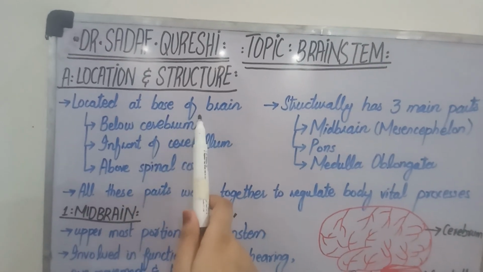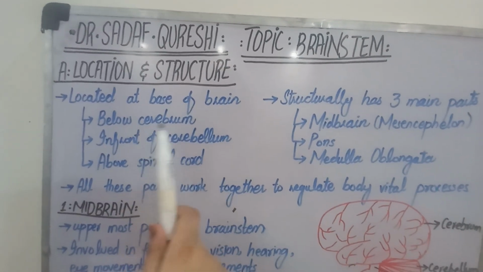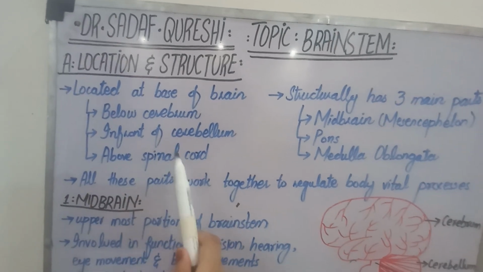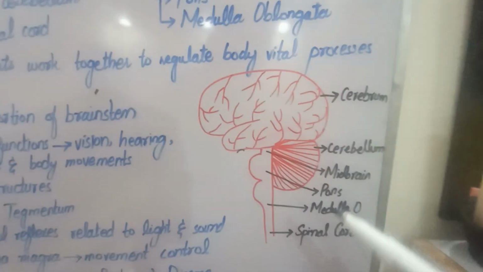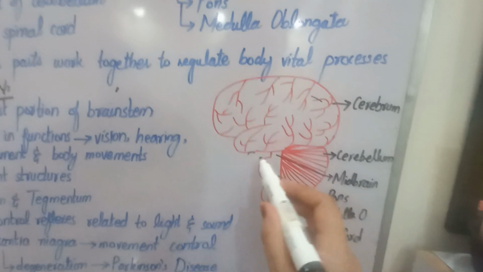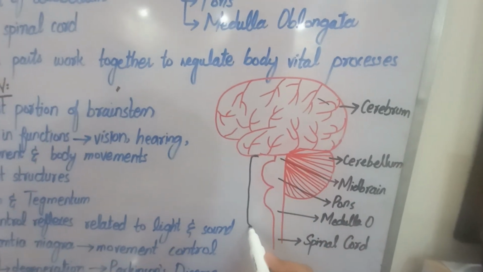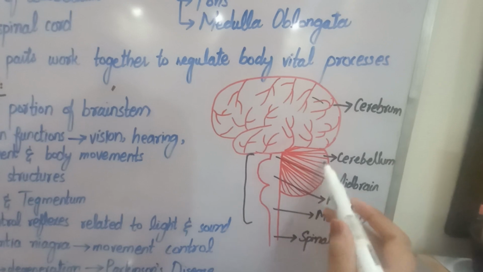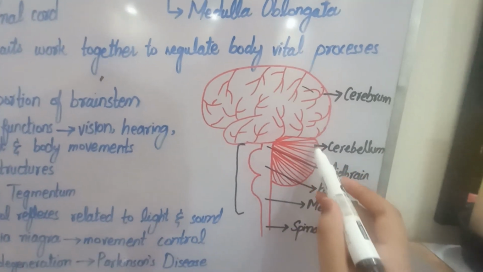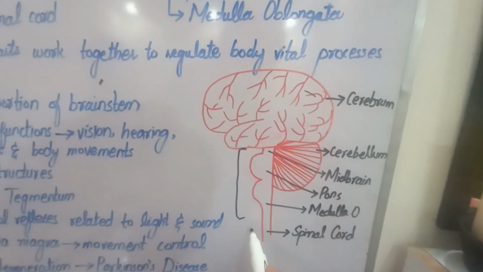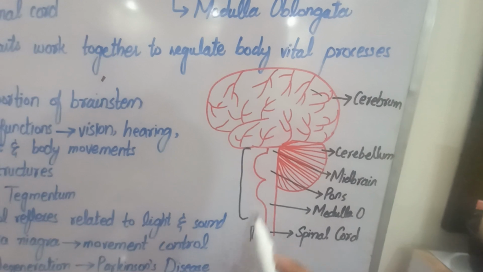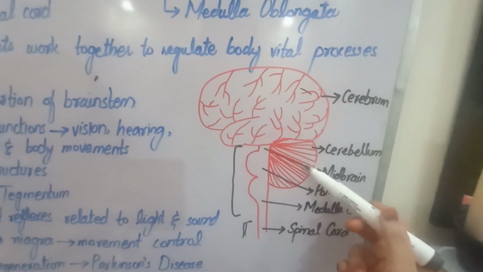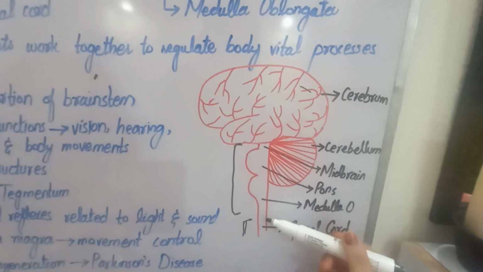The brainstem is located at the base of the brain, below the cerebrum, in front of the cerebellum and above the spinal cord. Here, if we see the diagram, this area is the cerebrum and this area is the brainstem. So the brainstem is located below the cerebrum, in front of the cerebellum, as this area is the cerebellum, and above the spinal cord, and this area is the spinal cord.